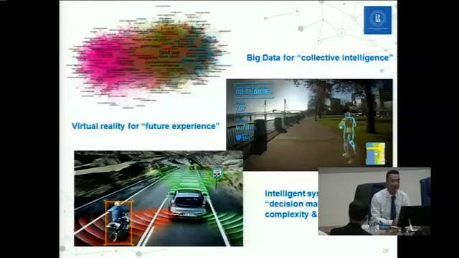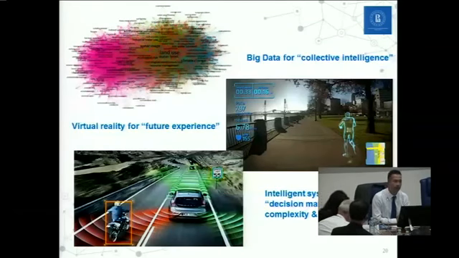And there are possibilities to use, for example, virtual reality for future experience. So we can actually play with our scenarios. So they will be much more easily communicated once we can put them in front of people and show them the future picture. And there are intelligent systems to support our decision-making under complexity and uncertainty.